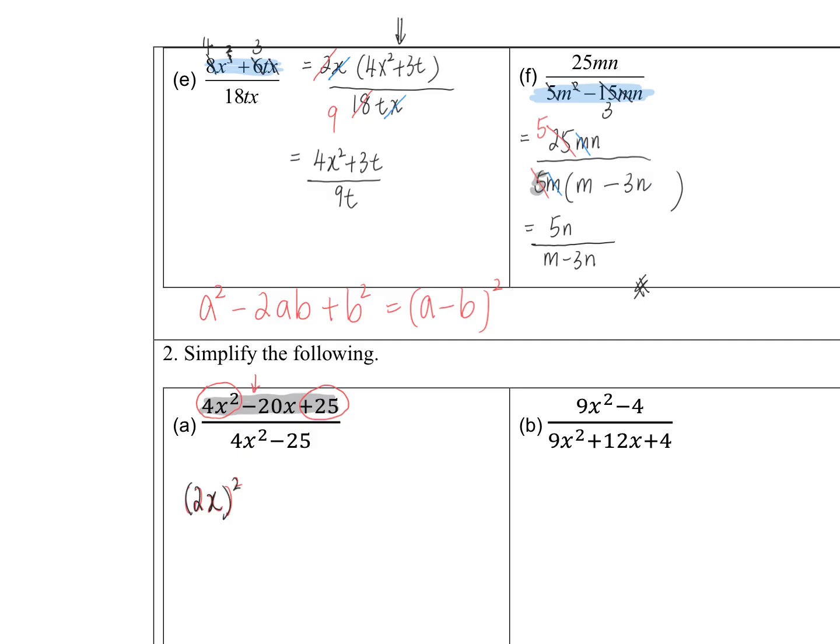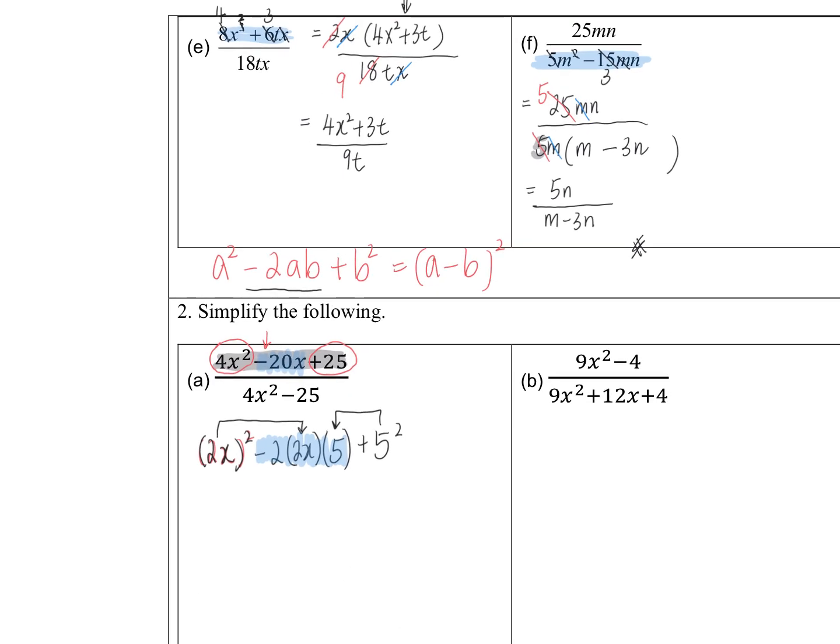Here is 5 squared. So my a square and b square is out. I just need to make sure that the middle is the same. So I follow this, minus 2ab. So I put my a inside, 2x, and I put my 5 here. So I check: is the middle term minus 20x? Yes, it is, right? So I know I'm done.